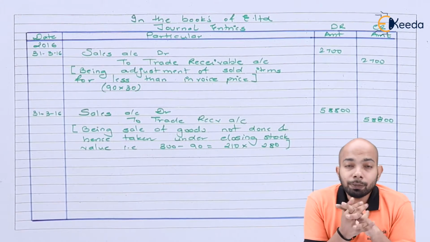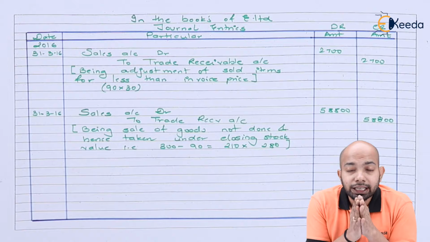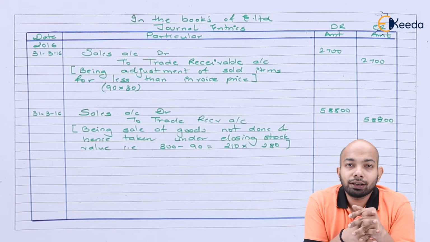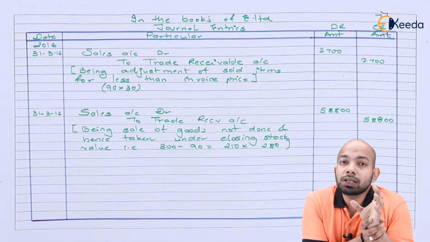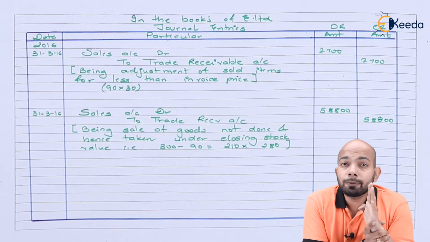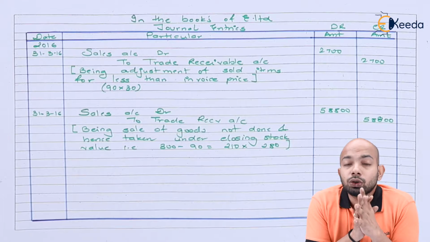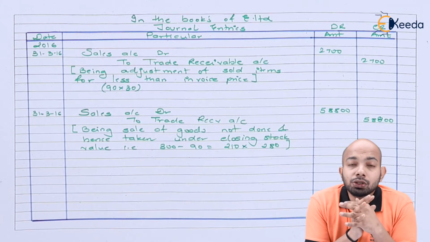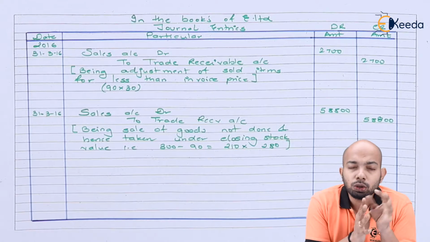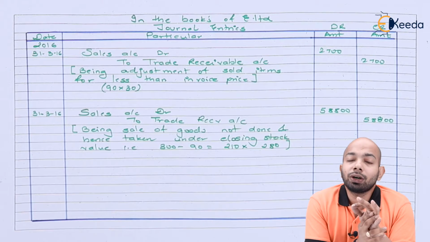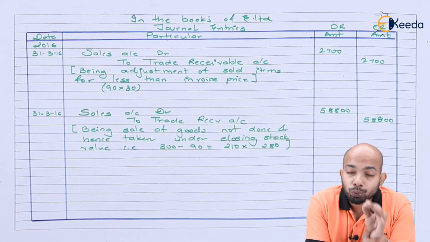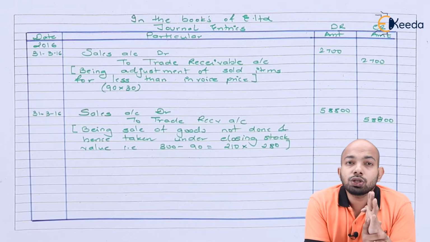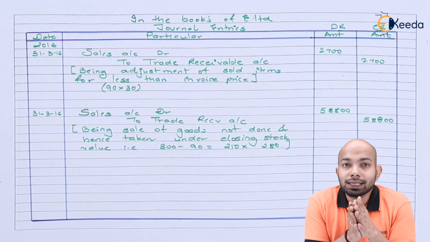The next entry that we have passed here is sales account debit to trade receivables account, and the amount is 58,800. This is because 300 goods were sent out, of which only 90 units have been sold. So the balance 210 multiplied by 280, the invoice price at which it was sent, is supposed to be the value of the stock that has been sent to the customer.